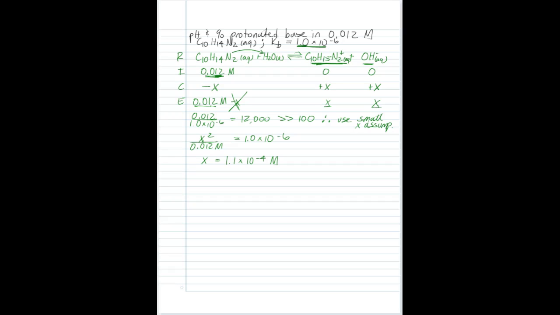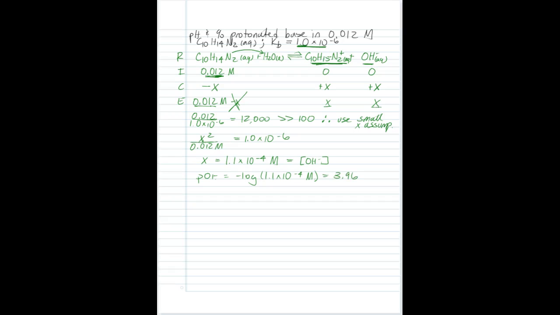So then, okay, we know x. Now we need to know the pH of this, right? And so this x is not equal to the hydronium concentration, which is what we need in order to calculate the pH, but it is equal to the concentration of OH minus, okay? So we can calculate the pOH. So pOH equals negative log of 1.1 times 10 to the minus 4 molar, okay? And that equals 3.96.